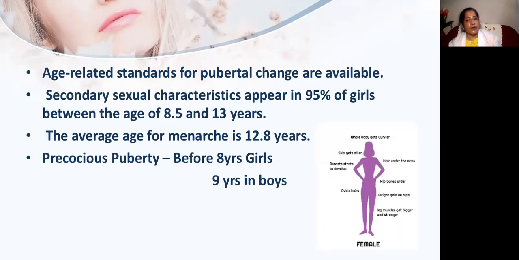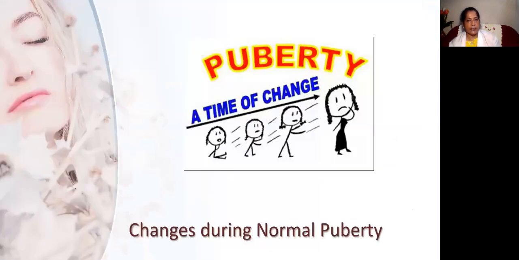Age-related standards for pubertal change are there. Secondary sexual characteristics appear in 95% of girls between the age of 8.5 to 13 years. The average age of menarche being 12.8 years, it is said to be precocious if it occurs before 8 years in girls and before 9 years in boys.